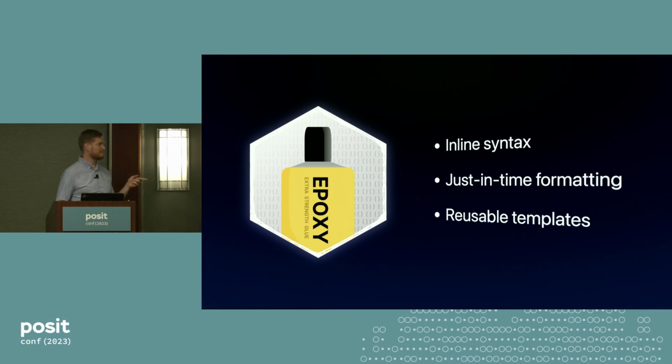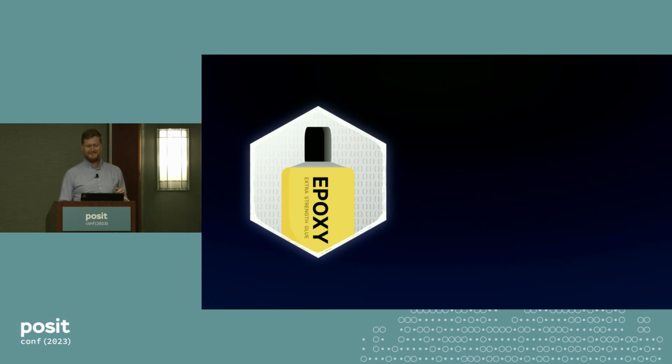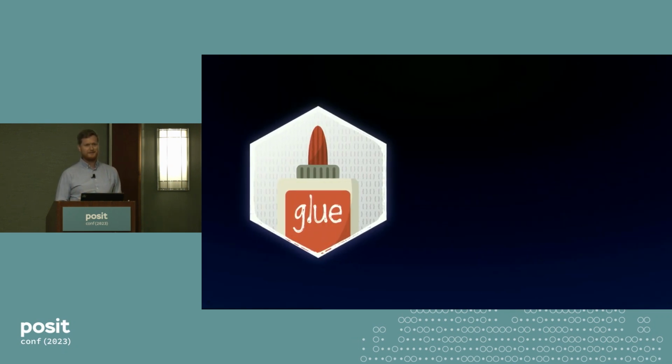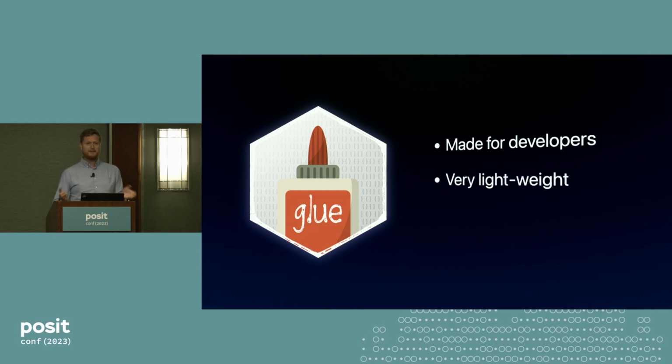If this hex sticker looks familiar to you, it's because Epoxy is built on another really cool R package called Glue. Glue is really, really cool, and we'll see the syntax for Glue and how Glue powers Epoxy. But Glue has a different target audience. Glue is made primarily for developers. It's very lightweight, so developers can feel comfortable bringing it into their packages. It has no dependencies, which means that it's kind of limited. It's pretty good in files that end in R or places where you're writing R scripts, right?